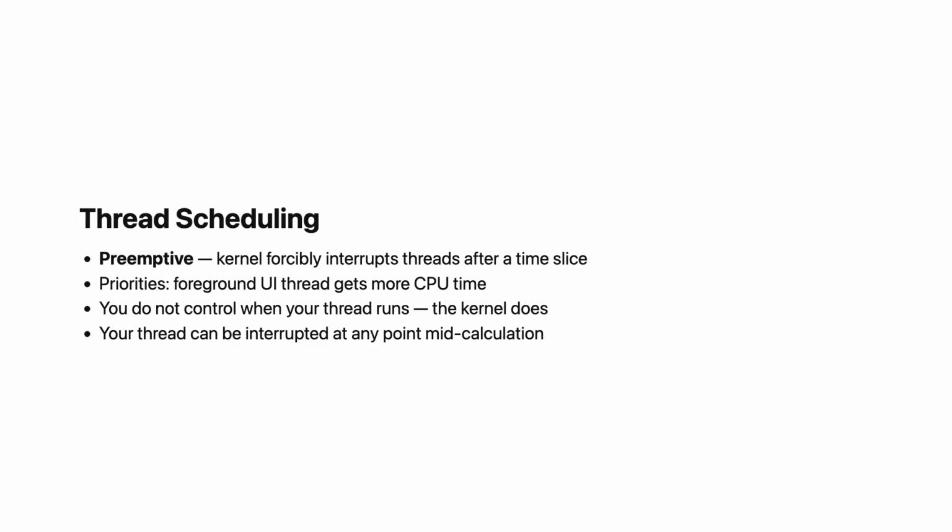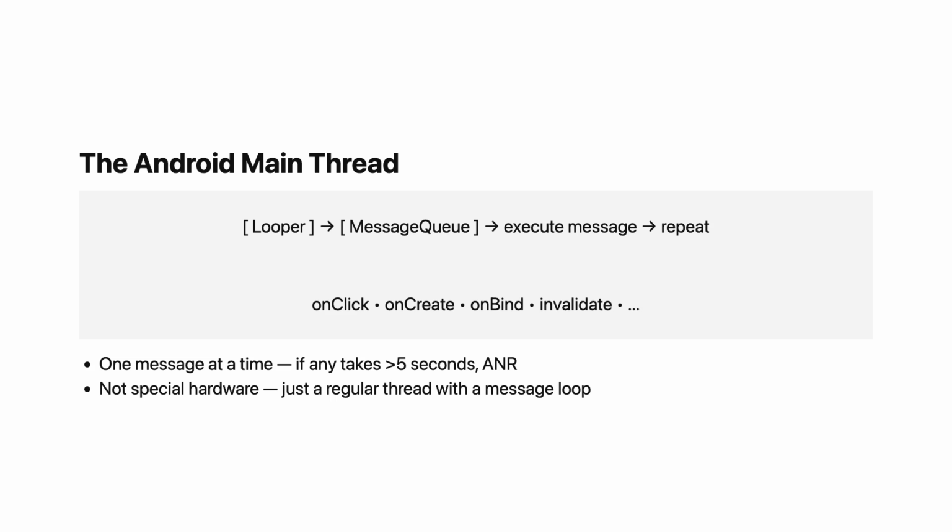Now let us connect this to something you know intimately, the Android main thread. When your app process starts, the system creates a single thread of execution. This is the main thread, sometimes called the UI thread. It is just a regular Linux thread with a special setup. It runs a message loop, the looper, which pulls messages and runnables from a message queue and executes them one at a time. Every UI operation, every lifecycle callback like onCreate and onResume, every click handler, every RecyclerView bind, all of these run on the main thread.